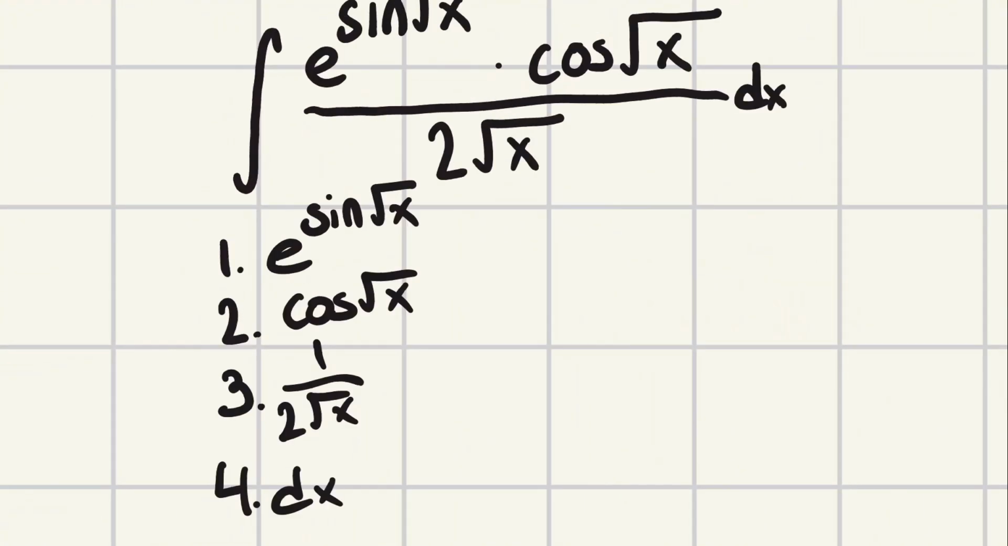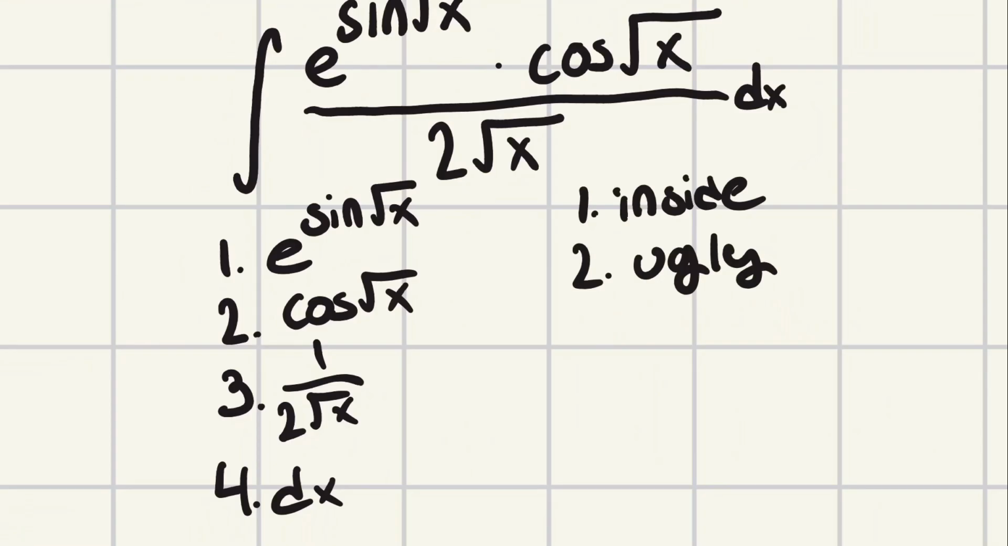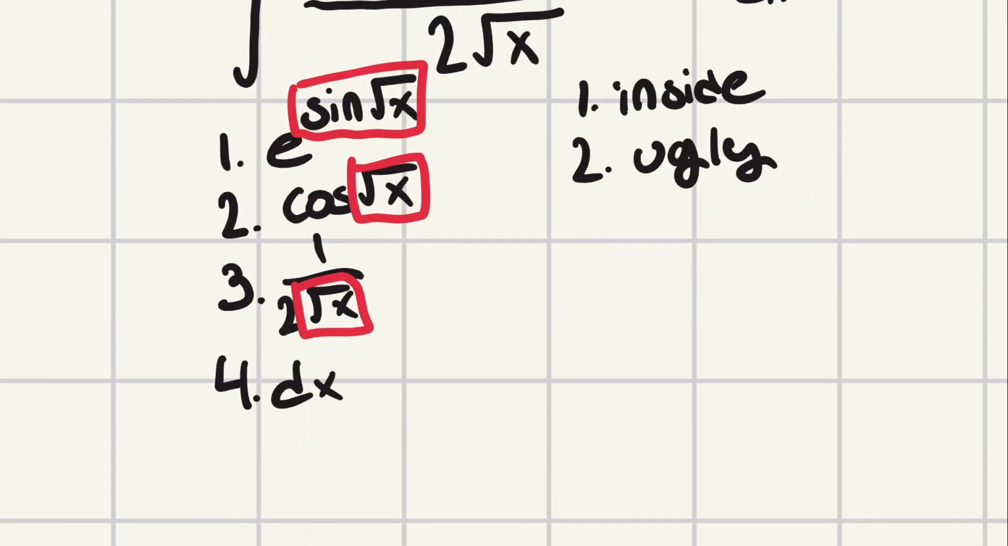So now the order that you can choose your u is you can think of the most inside part, and then which of those inside parts is the most ugly. So we can go first, inside, second, ugly, right? So what's the inside part of this one? It's just our sine of square root of x. Inside part of this one, square root of x. What about this one? You can say it's x or square root of x. Doesn't really matter. We'll just say square root of x for good measure. And then our dx, there's nothing else here besides our dx, right?